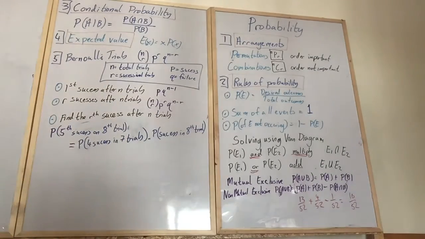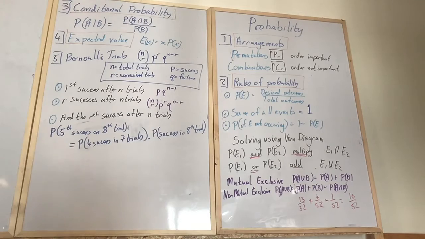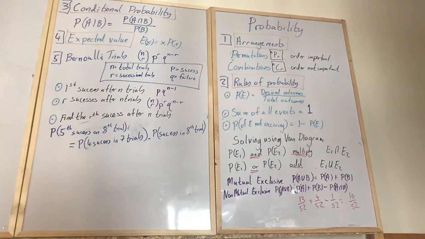Okay, so conditional probability is written P(A|B), which reads in English as what's the probability of B on the condition that A has occurred. So the formula we will use is P of A intersection B all over the probability of B occurring.